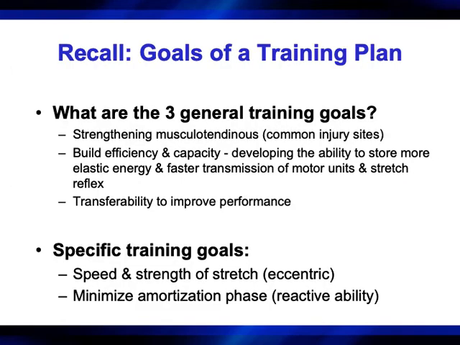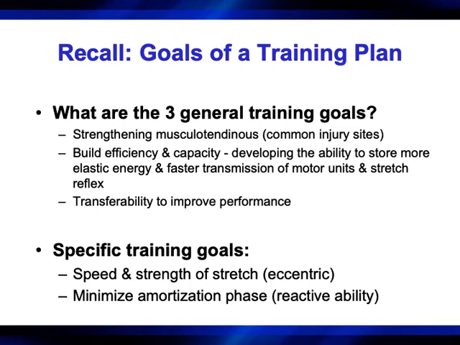Now let's refresh our memory of the goals of a training plan. So what are the 3 general training goals? Well, first of all is strengthening common injury sites. And in this case, it's musculotendinous sites, especially for plyometric training. The second is build efficiency and capacity. So developing the ability to store more elastic energy and faster transmission of motor units and stretch reflex. Okay, and the third is really the transferability to improve performance. Those are the main 3 general training goals of plyometric training.